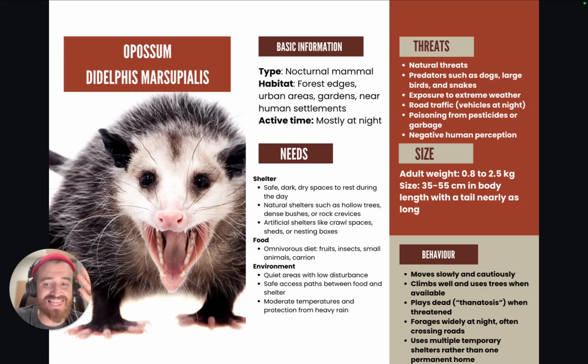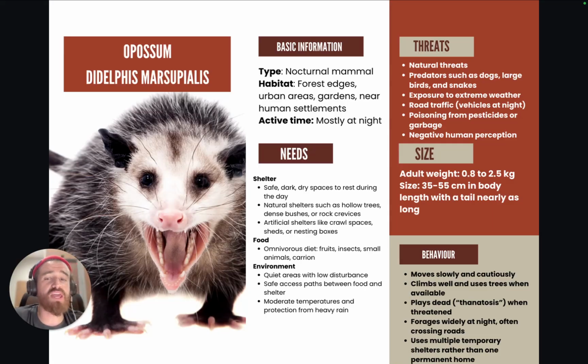And the fifth and last thing you have to add in your user Animalia is the behavior, okay? So what is the behavior? What are some of the common behaviors that they show? With the opossum, for example, they move slowly and cautiously. They climb well, and they also use trees when available.